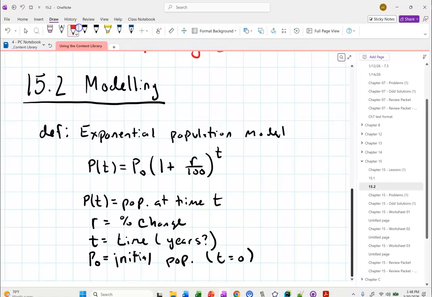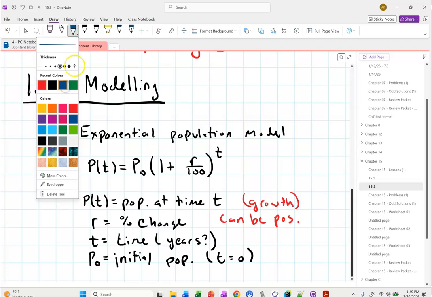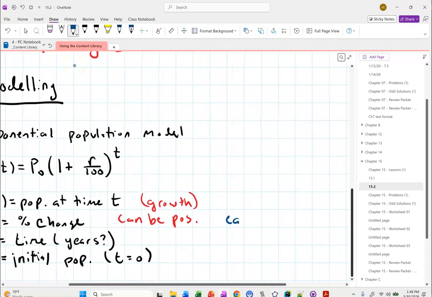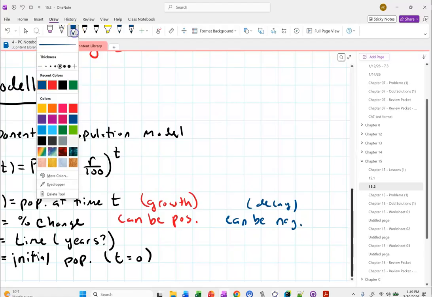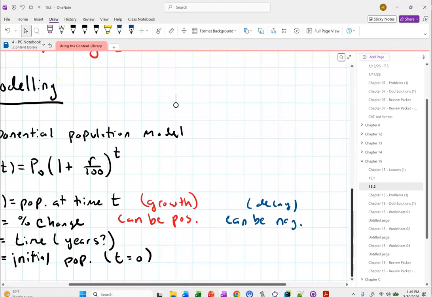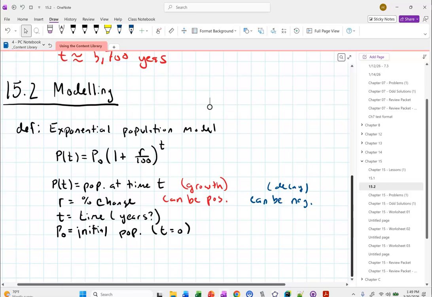Now, worth noting that the value for R can be positive, which would mean we're talking about exponential growth, or it can be negative, which would mean we're talking about exponential decay. Is everybody okay with that?